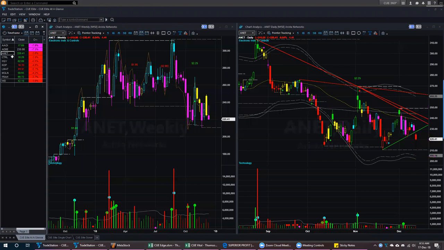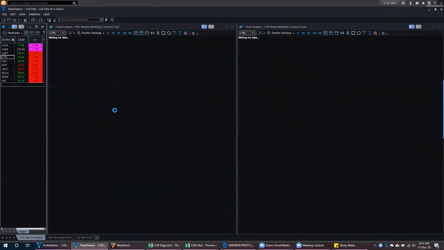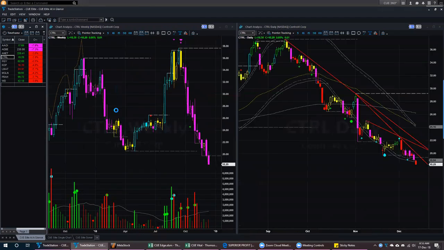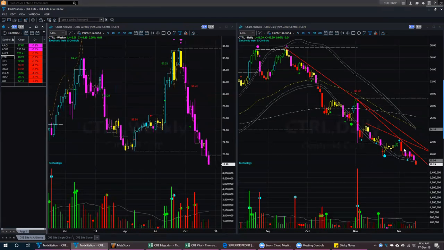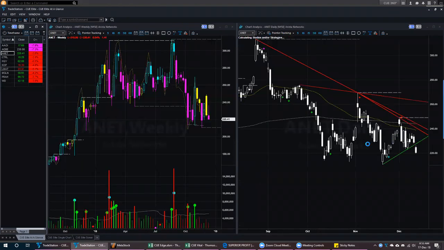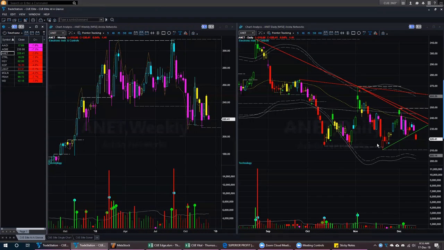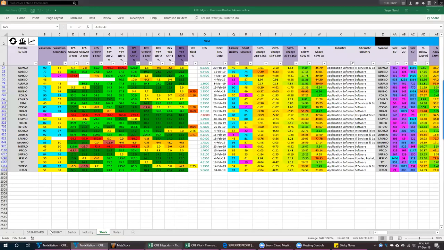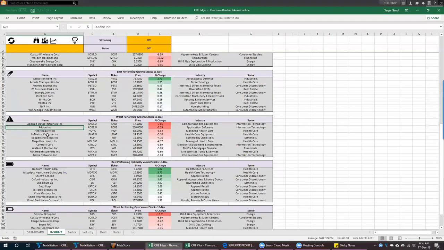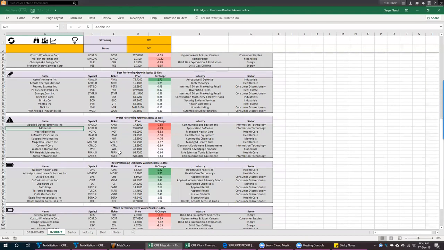Let's look at the remaining few stocks, CTRL. Already down quite a bit. There is no nearby short. By the way, for ANET, technically it is looking weak. Let's look at the fundamentals and industry strength. We go back to QH inside ANET. Where is ANET?